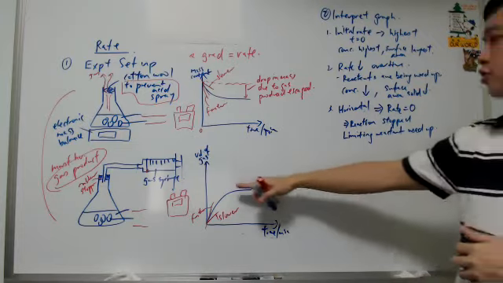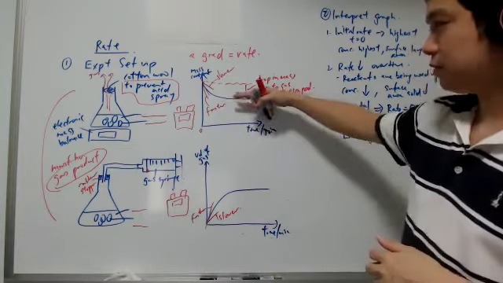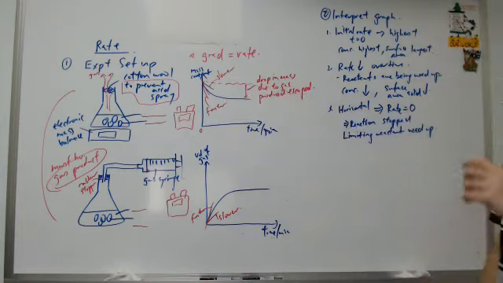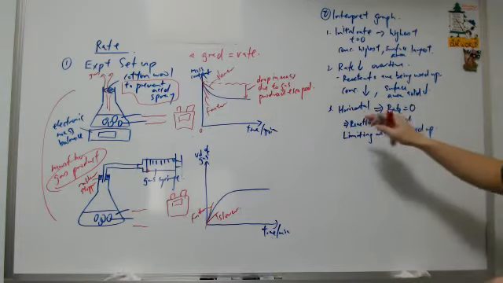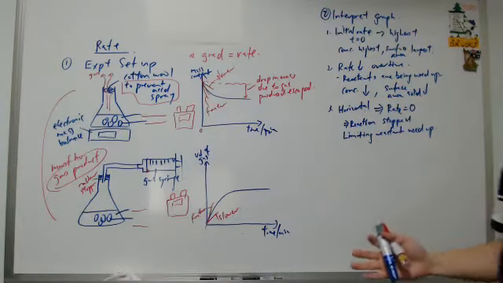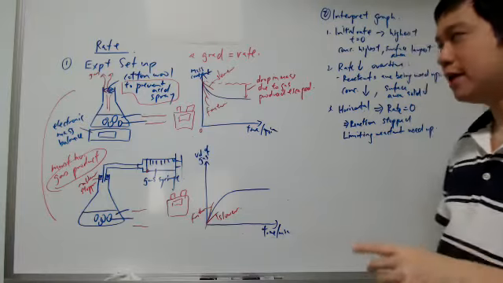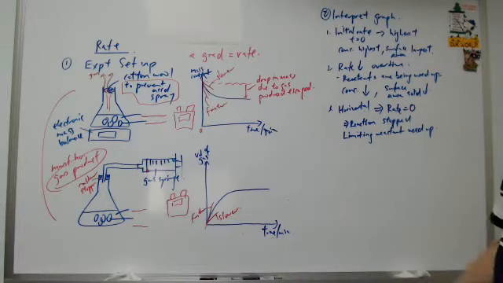Third is when you get the horizontal line. Horizontal line means the gradient is equal to 0. And gradient equal to 0 means rate is equal to 0, because gradient is rate. So when your rate is equal to 0, it means the reaction has stopped. By the way, there's no such thing as constant rate, so don't go and write constant rate. Rate equal to 0 means the reaction has stopped.